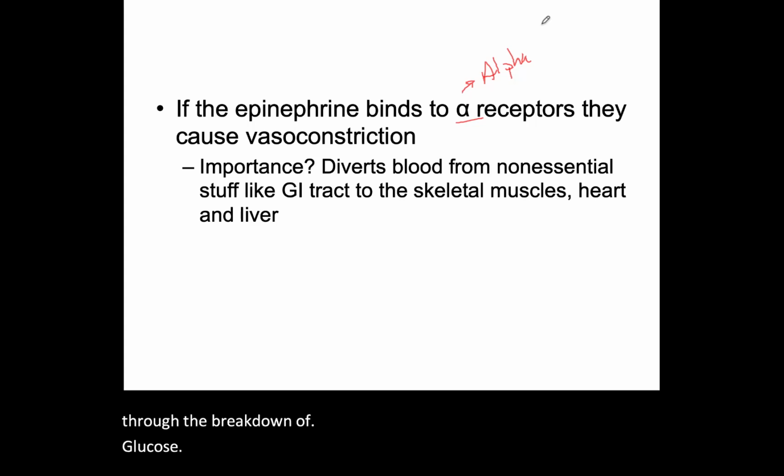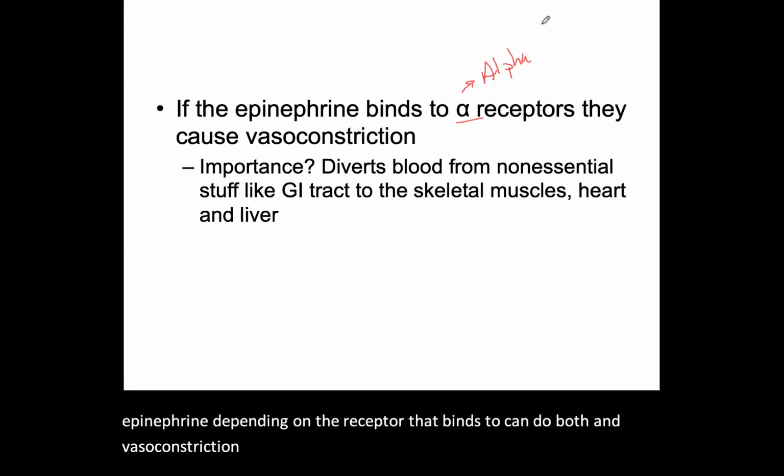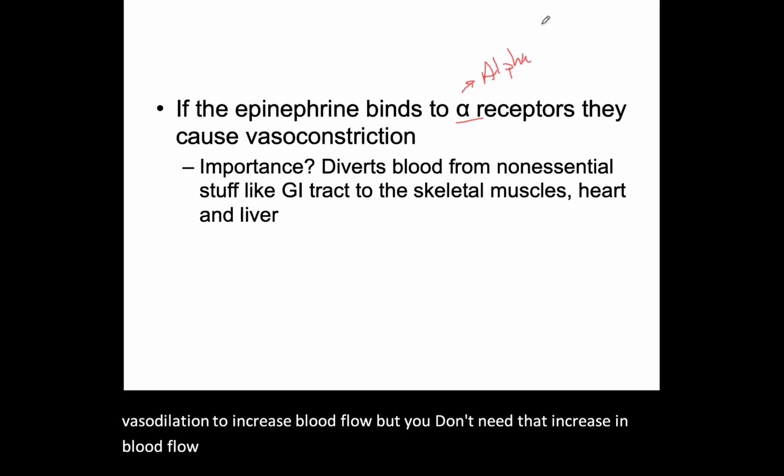And so everything kind of works together, right? Keep in mind that epinephrine, depending on the receptor that it binds to, can do both vasoconstriction and vasodilation, which is needed. In some areas, you need vasodilation to increase blood flow, but you don't need that increase in blood flow everywhere. And so that's what the alpha receptors do.